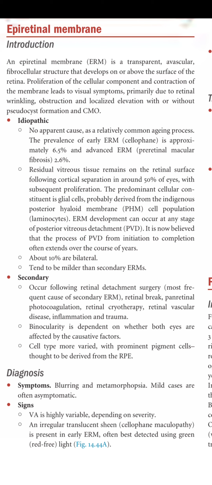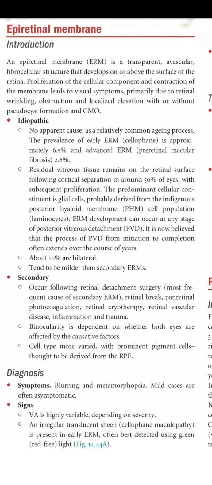So diagnosis. Symptoms include blurring and metamorphopsia. Mild cases are often asymptomatic. Signs: visual acuity is highly variable depending on the severity. An irregular translucent sheen, cellophane maculopathy, is present in early ERM, often best detected using a green or red-free light filter.